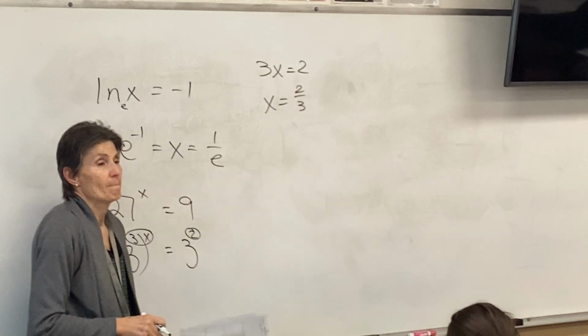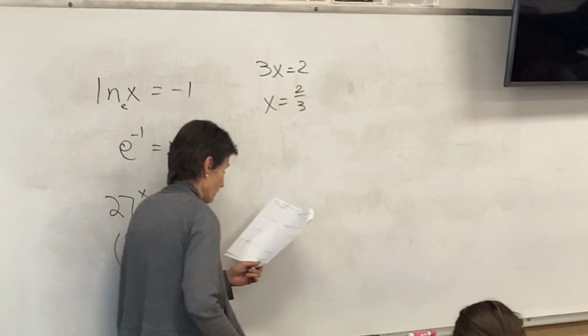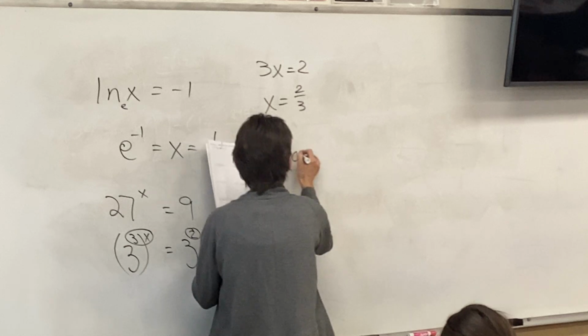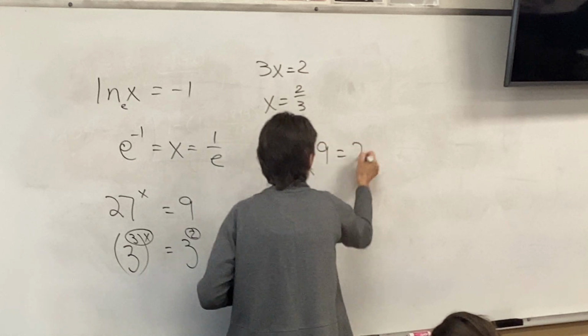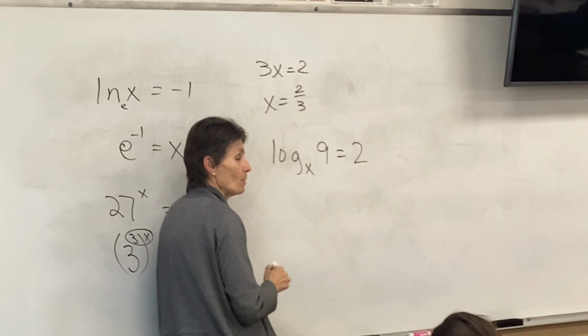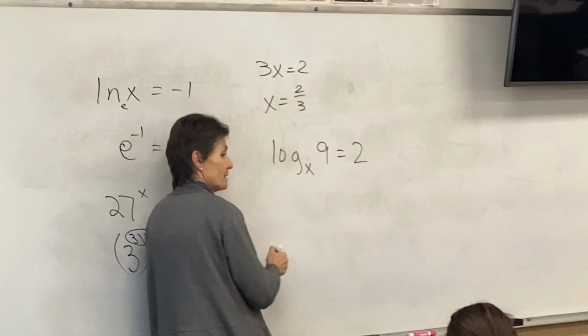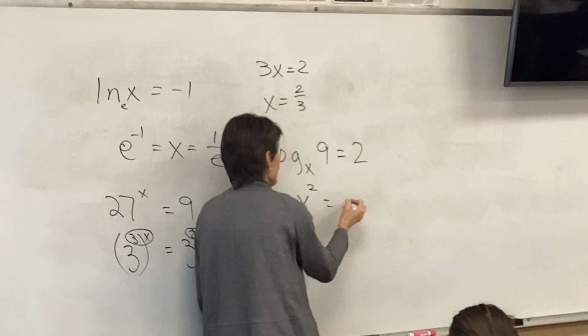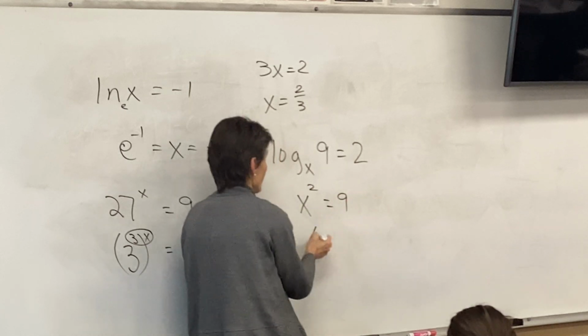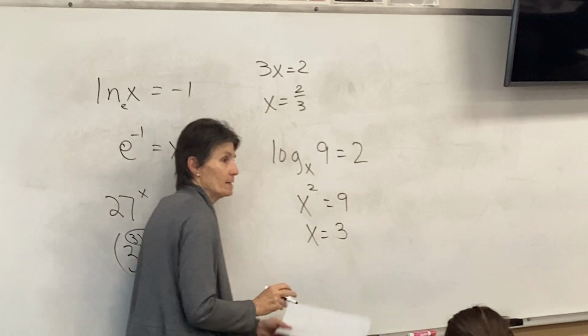What about I? What are we going to do with problem I? Loop-de-loo. When in doubt, loop-de-loo. If you have one logarithm in your problem, loop-de-loo. So what does this say? x squared equals 9. So x equals 3.